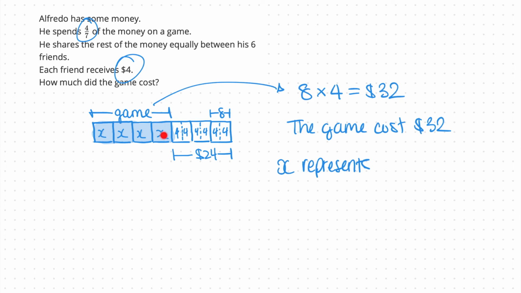And now if you wanted to talk about what x represents, notice that this is the game and there's 4 x's, but just one of the x's is going to be a quarter of the game. So x represents 1/4 of the cost of the game.